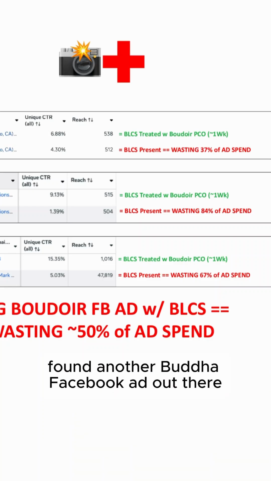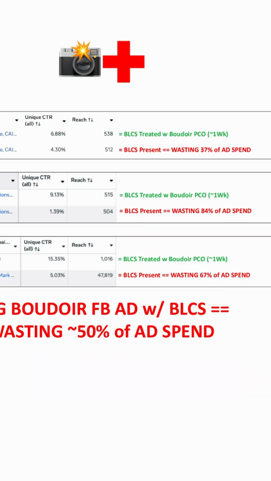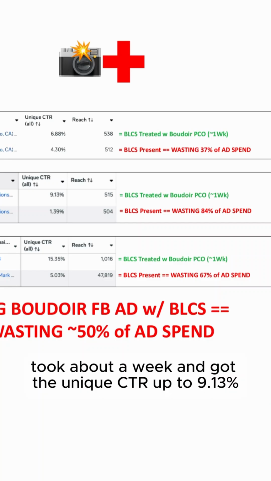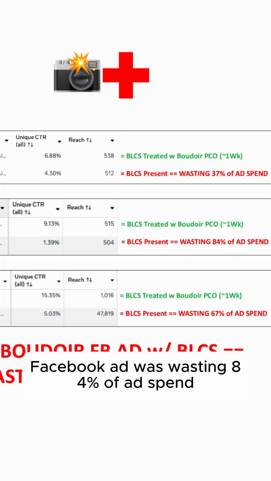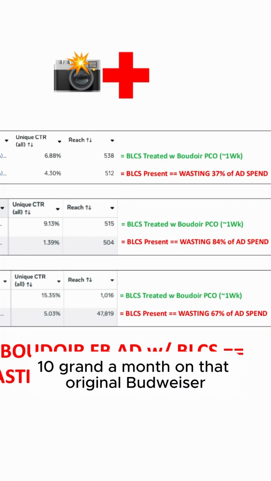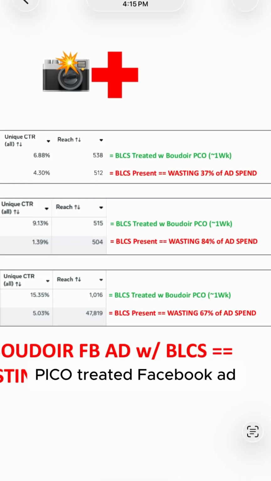Second part of my residency, found another Boudoir Facebook ad out there. Unique CTR 1.39%. Unique CTR under 6%, we know that BLCS is present. Now we duplicated it, treated with Boudoir Pico, took about a week, and got the unique CTR up to 9.13%. So we found out the original Boudoir Facebook ad was wasting 84% of ad spend. So if they're spending 10 grand a month on that original Boudoir Facebook ad, now they only need to spend $1,600 a month on the Boudoir Pico treated Facebook ad, and they get their ad into the same number of women's brains in both scenarios.